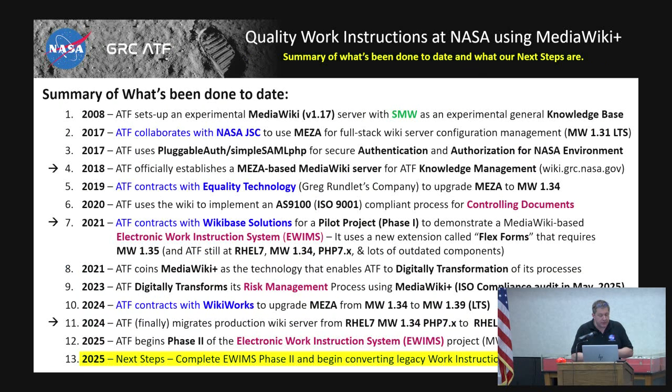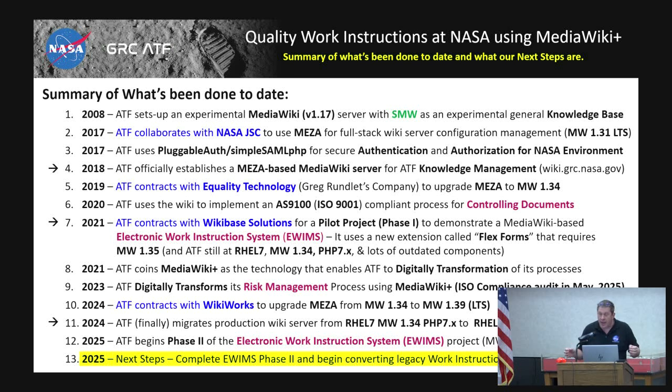In summary, what's been done to date, and I'm not going to read through all the items that I've put there, but I will highlight the ones that have the arrows on the left. So in 2018, we officially established a MediaWiki server. We went from an experimental tinkering system to something that was officially sanctioned for official work.